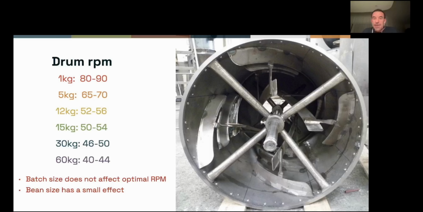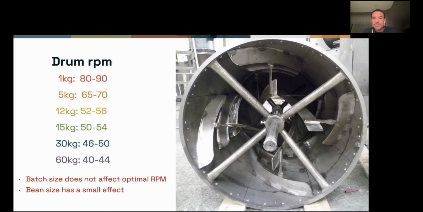You'll notice that batch size does not affect optimal RPM. That's not very intuitive, but regardless of whether you are roasting 1 kilo or 15 kilos in that 15 kilo machine, the optimal RPM is about the same. Bean size does have a small effect. Larger beans tend to prefer slightly higher RPM. I would say that this effect is trivial enough that I wouldn't worry about it too much. I would mostly just say, hey, I've got a 15 kilo machine, my RPM is 53, I'm happy. I'm not going to worry about it past that point.